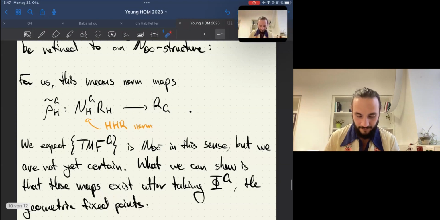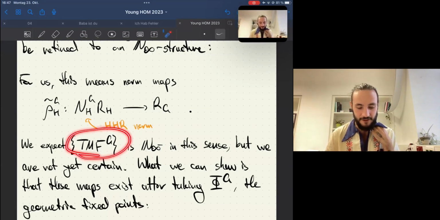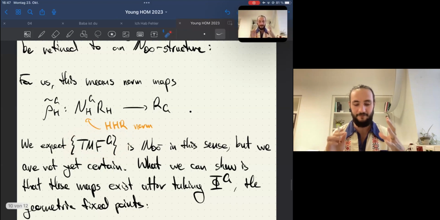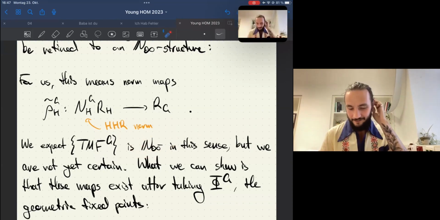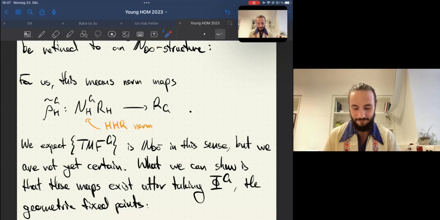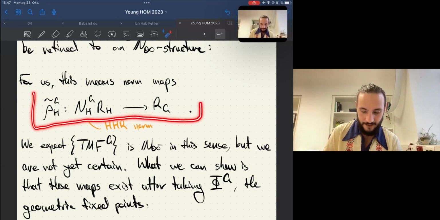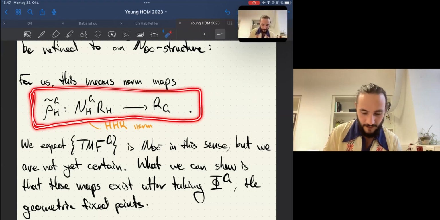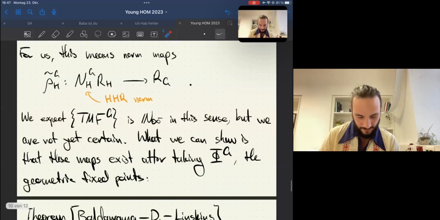Whenever I talk to people, or whenever people talk to me too, we seem to expect that this equivariant version of TMF should be N infinity in the most coherent sense, but it's not quite clear how to prove this yet. But we do have some evidence that takes us part of the way there, which is that in joint work with Sil and William, we can construct maps like this after taking geometric fixed points.